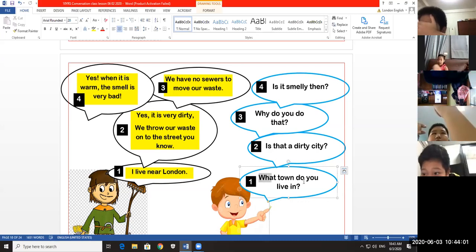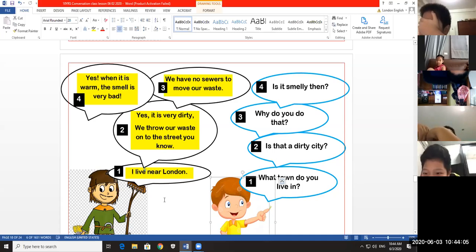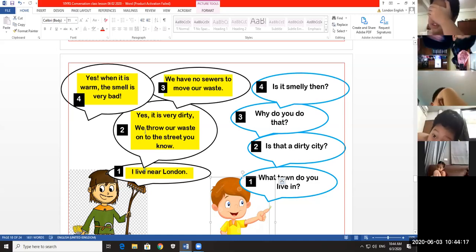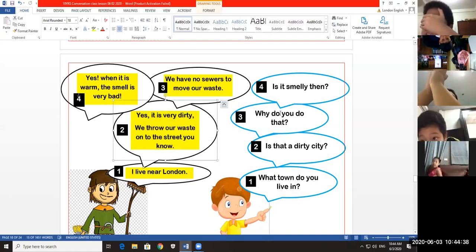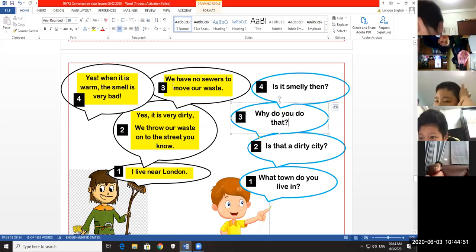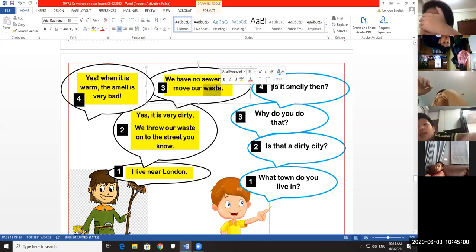Pipi: What town do you live in? Tonmai: I live near London. Tonmai, close your eyes. Pipi: Is that a dirty city? Tonmai: Yes, it is very dirty. We throw our waste onto the street. Okay, Pipi. Why do you do that? We have no sewer to move our waste. Okay, Pipi next.